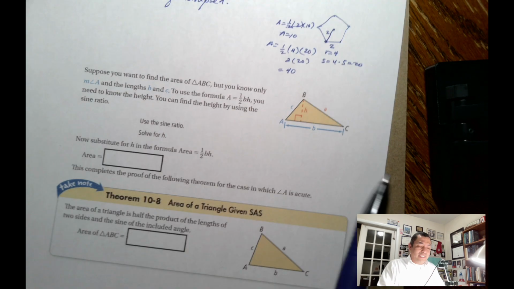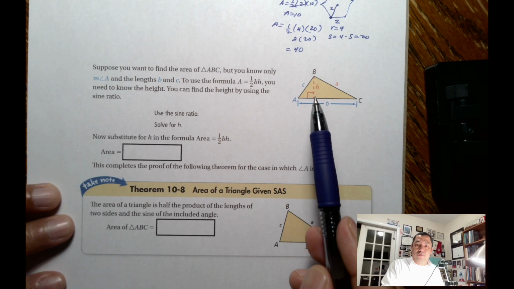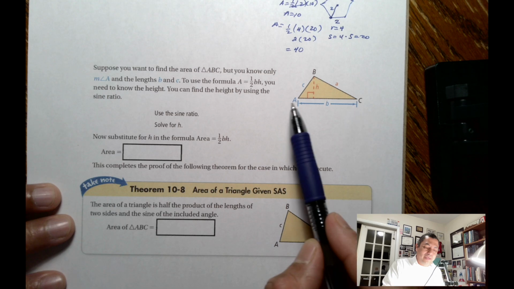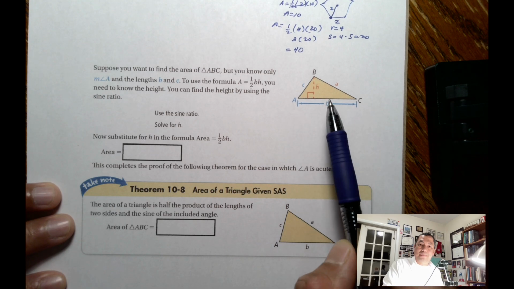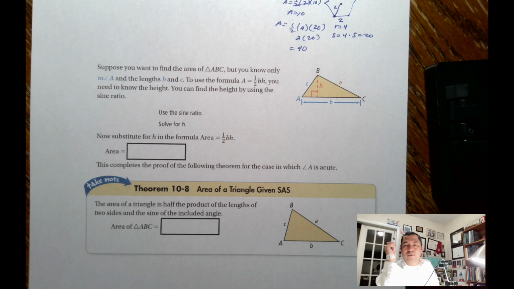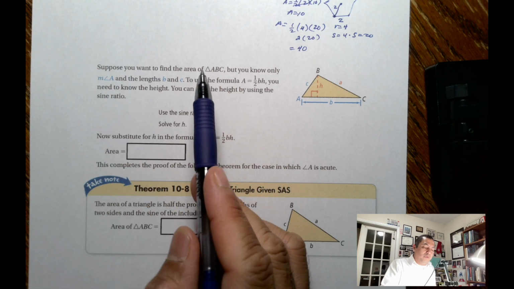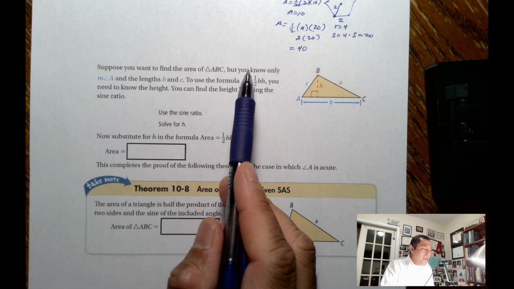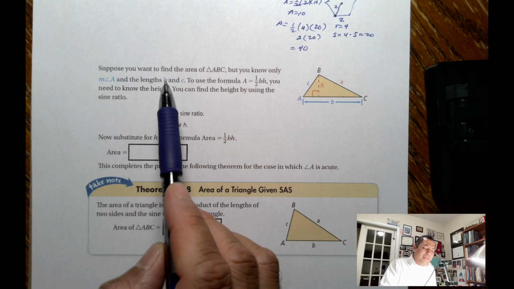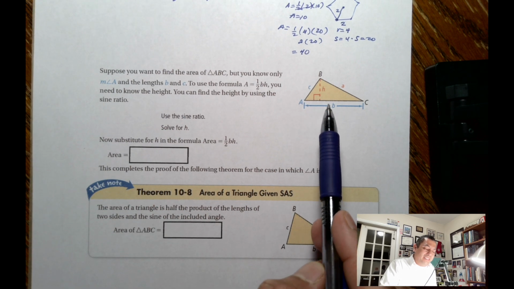Okay, now let's look at this example. Now I have this triangle. I have a height, a distance AB, which is B, C, A. It brings me back all the problems from the law of sines, law of cosines kind of problems. So suppose you want to find the area of triangle ABC, but you know only the measure of angle A and the lengths B and C.